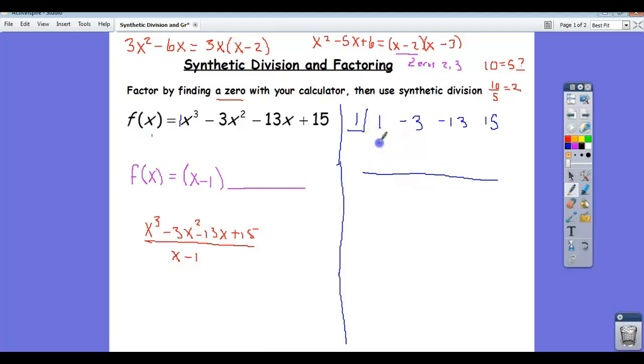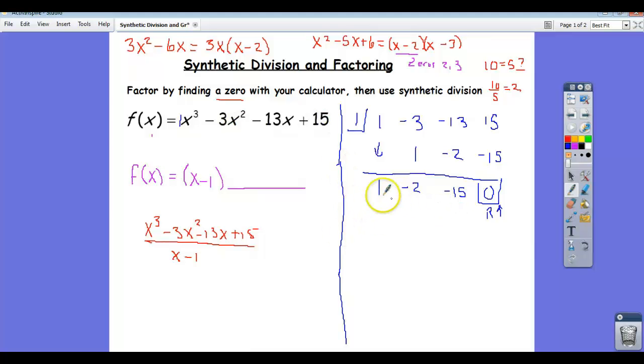and then the process works like this. You bring down that first number, and then you do a process of multiplying and adding, multiplying, adding. So 1 times 1 is a 1. Now we add. Negative 2 times 1 is a negative 2. And then you add. Negative 15 times 1 is a negative 15. And then you add. And again, this is our remainder. Notice that it makes sense that our remainder is 0 because we just found that 1 is a 0 of this, which means the factor x minus 1 has to go into this evenly without any remainders.